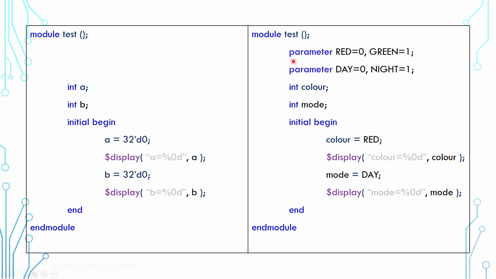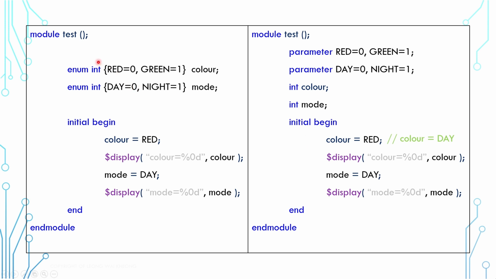One way to resolve the meaning of a value is to use parameter to represent the values. In this code, you can easily understand that red is 0 and green is 1, and day is 0 and night is 1. However, there is still a possible problem here. For example, color can be set to day, which is confusing, but it works because red and day are both 0.